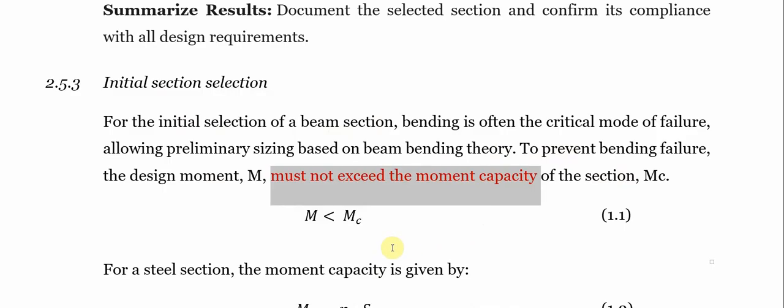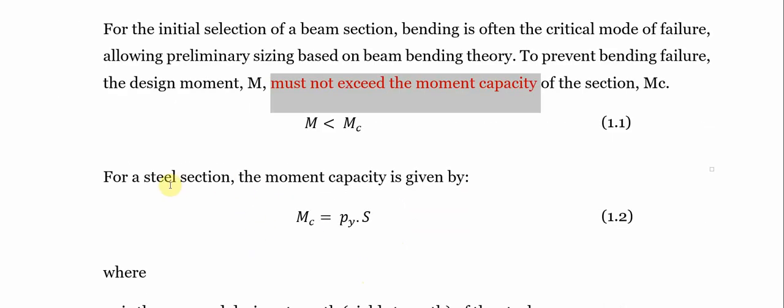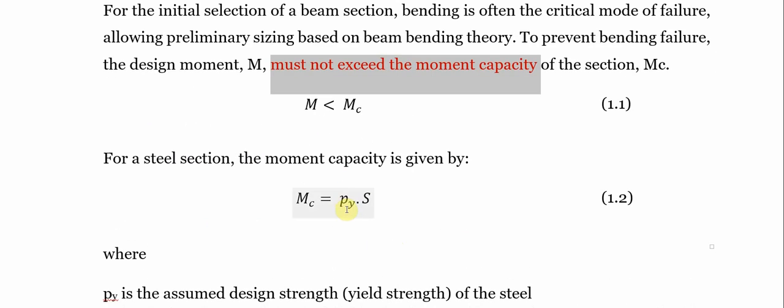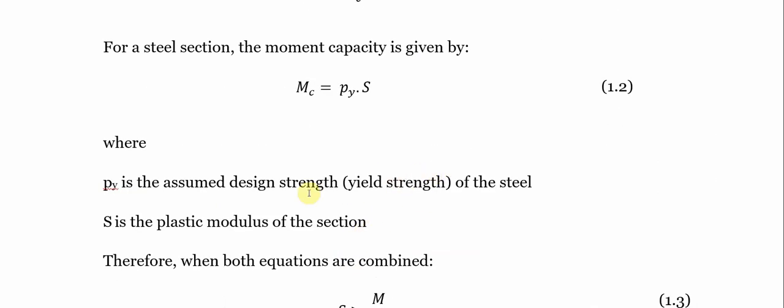That is, if the member, that is the steel itself, can carry maybe 20 kilonewton meter at its maximum, and that is its maximum capacity, then the moment from the loading should not exceed that moment capacity. So for a steel section, the moment capacity is given by Mc equals Py times S. Now, this Py is our design strength, and it is the yield strength of that steel. And the S is the plastic modulus of the section.